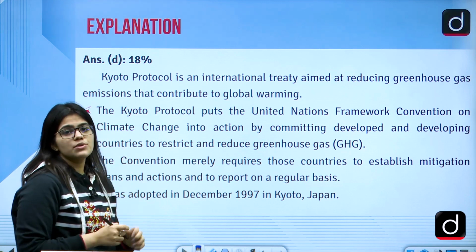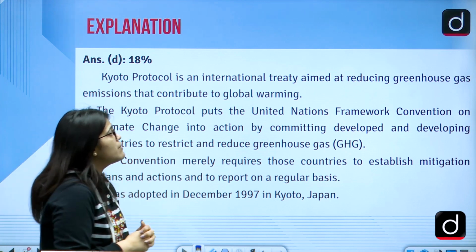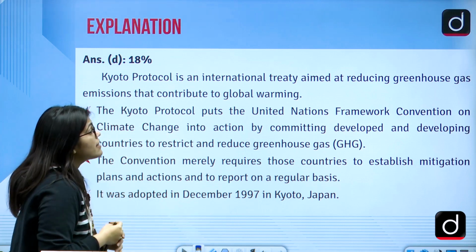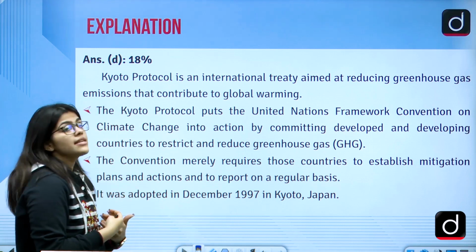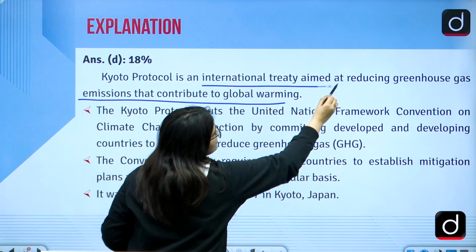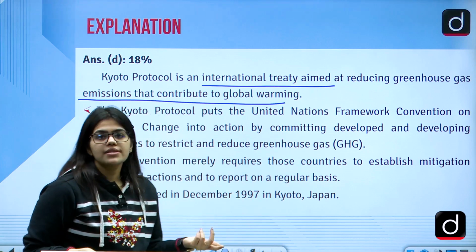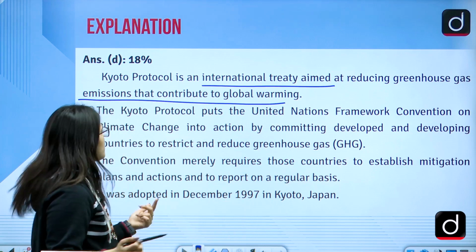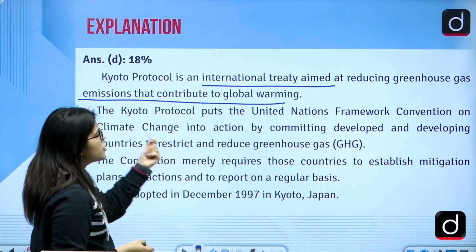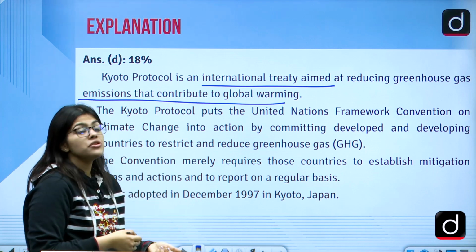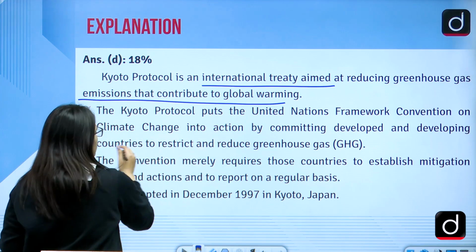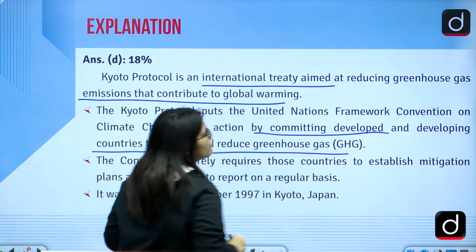So Kyoto Protocol, as we know, is an international treaty aimed to reduce the emission of greenhouse gases. It aimed at reducing the greenhouse gas emissions that are contributing to global warming. So we are saying that we have to lessen the amount of emission of the greenhouse gases so that global warming can be prevented. Kyoto Protocol puts the United Nations Framework Convention on Climate Change, that is the UNFCCC, into action by committing developed and developing countries to restrict the emission of greenhouse gases.